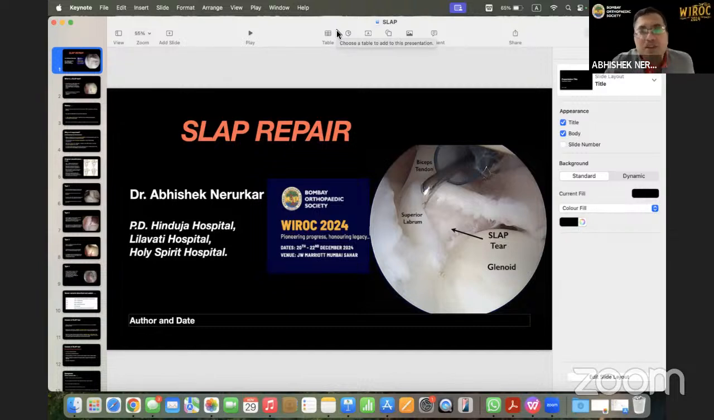So SLAP repair. Whenever we talk about shoulder arthroscopy, more often than not, we talk about Bankarts and rotator cuff, and those are the topics that are routinely discussed. SLAP repair is something that is often ignored, and there's a lot of problem because we really don't know how to go ahead. In spite of so much research and time spent on SLAP, we still have a lot of confusion regarding how to proceed with the SLAP. So let me try to bring a few things here to notice.